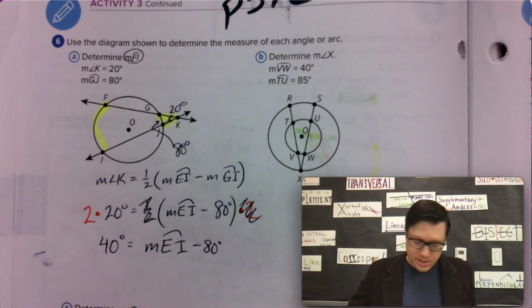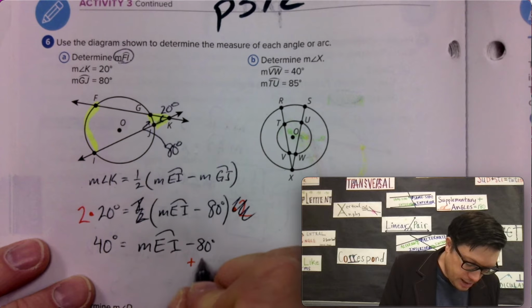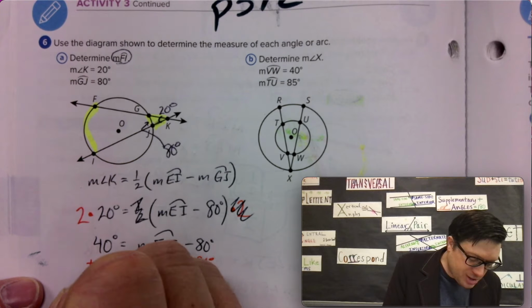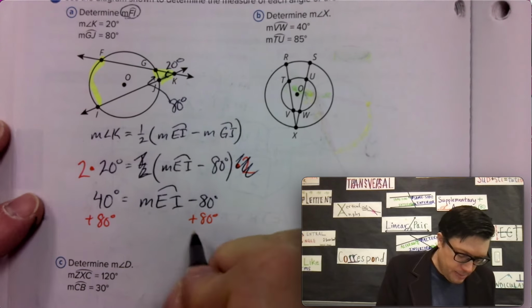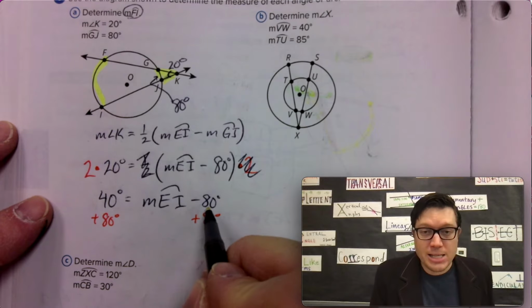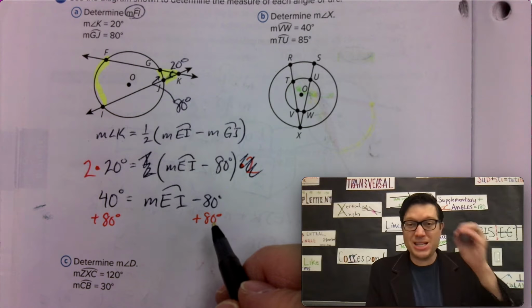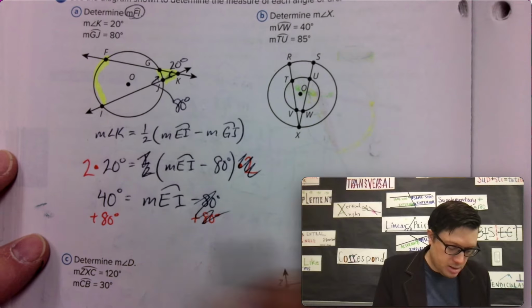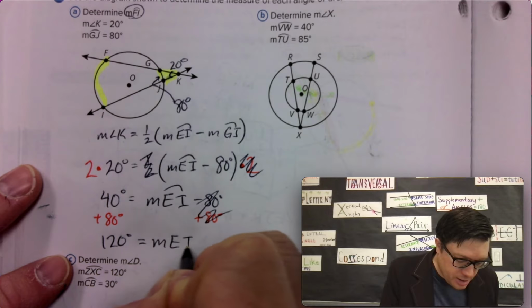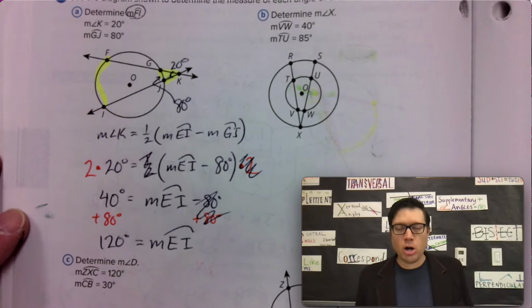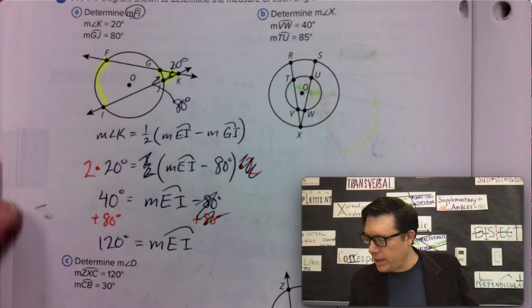Add 80 to both sides. Well done. I'm glad you worked through your solver tools to know these were the steps. I'm going to add 80 to both sides. Subtracting 80 and adding 80 results in a 0, so they will cancel out. 40 plus 80 is 120 degrees, and there you have it. The measure of arc EI is 120.